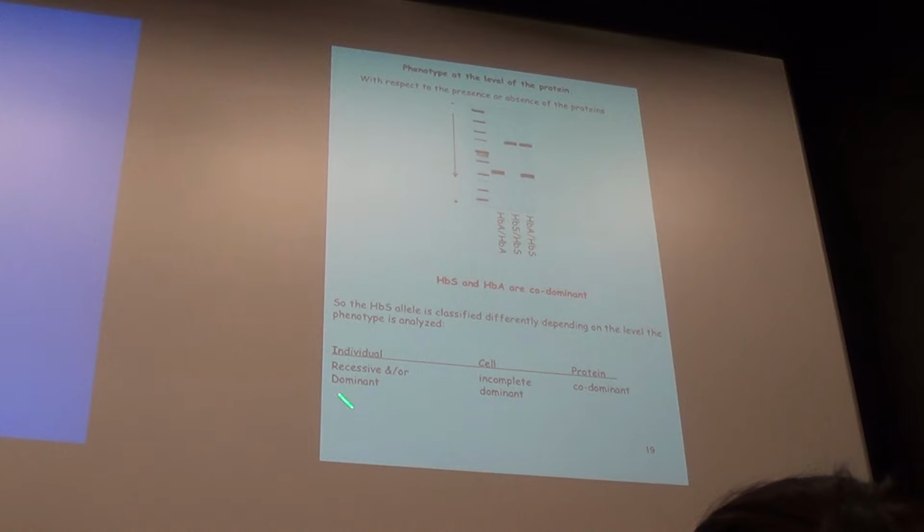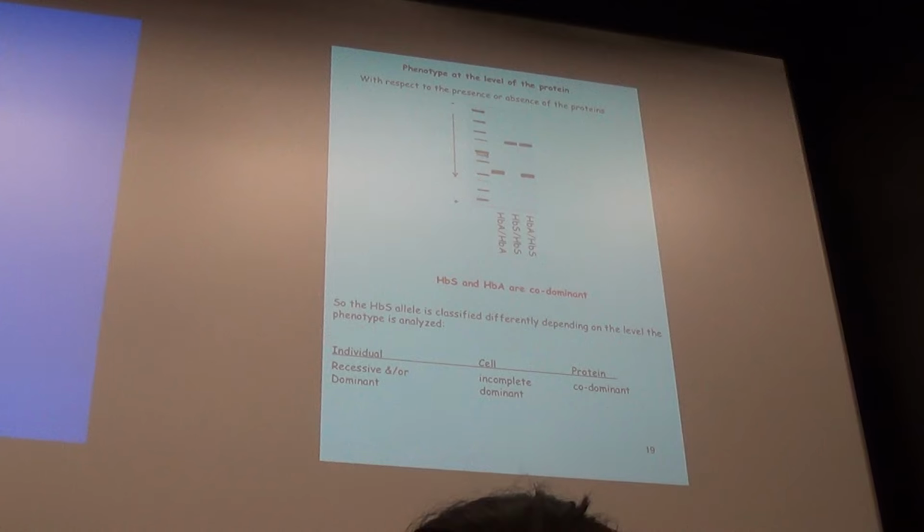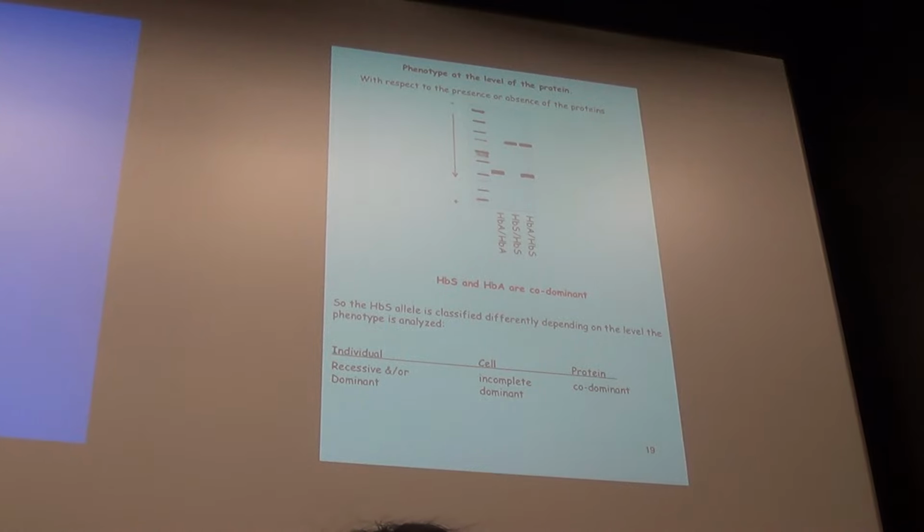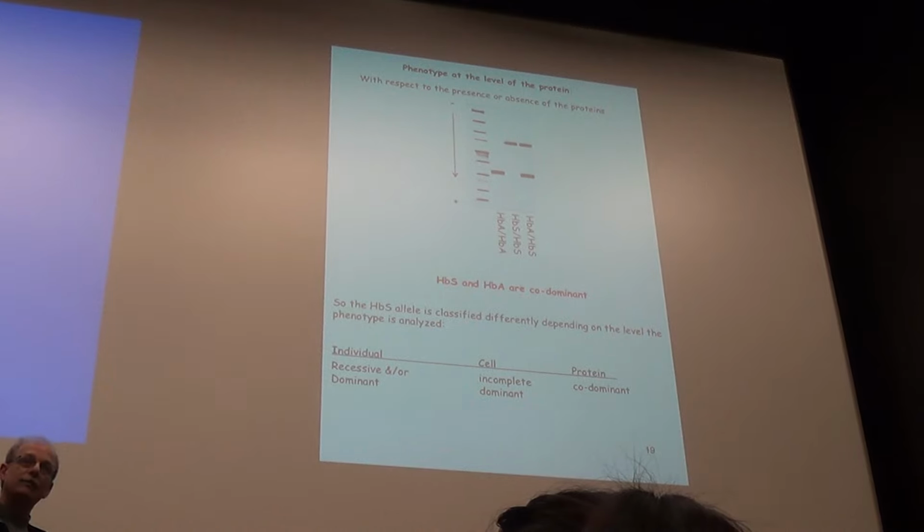And so, the way you classify this, at the level of the individual, you're either recessive or dominant. At the level of the cell, you're incomplete. At the level of the protein, you're codominant. Yes? Kind of gives you a perspective on how the word phenotype is a very vague term. Right? Not the genotype. The genotype is fixed, never changes. It's always hemoglobin A, hemoglobin A, or hemoglobin S, or hemoglobin A, hemoglobin S. Genotypes don't change, but the phenotypes do change.